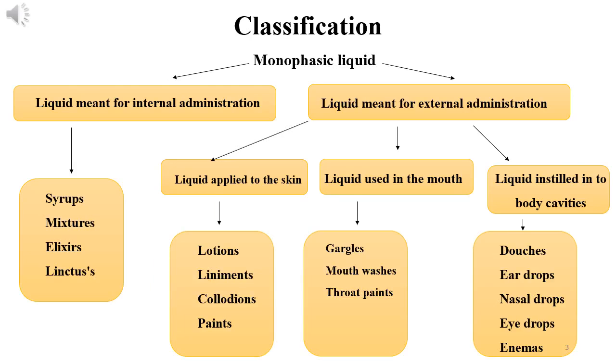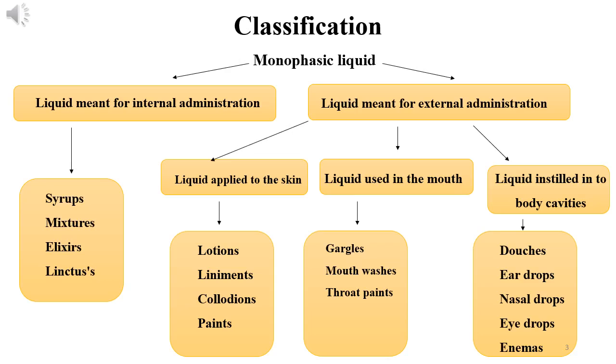Now we will discuss the classification of monophasic liquids. They are classified into two types. One is liquid meant for internal administration, and the second is liquid meant for external administration. What is the difference between internal and external? If we are applying a monophasic system outside the body it is called external, if within the body it is called internal. First we will discuss internal. Internal has four types: syrup, mixture, elixir and linctus. We will discuss them one by one in detail after that.